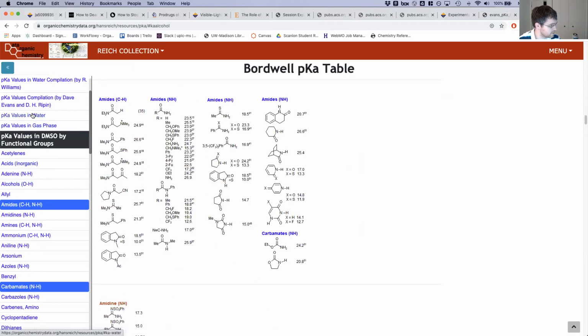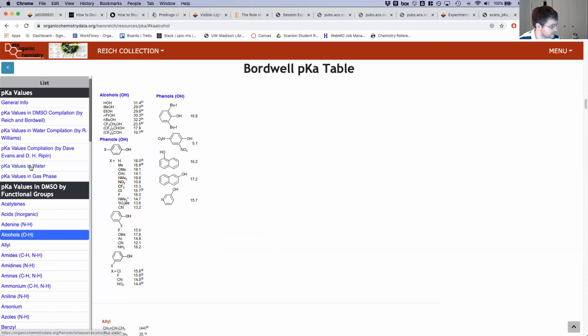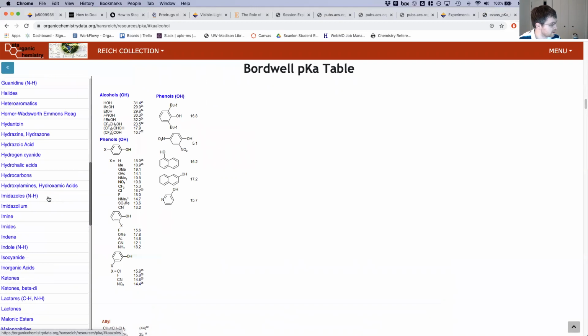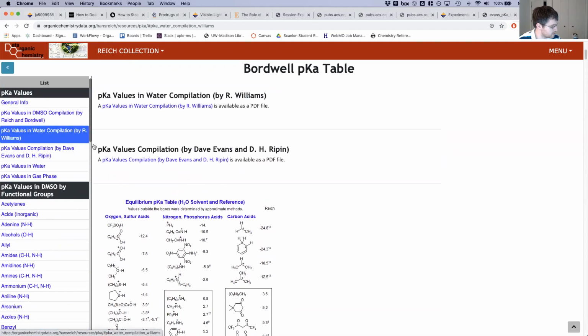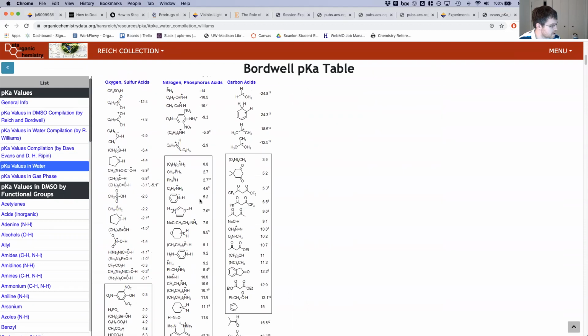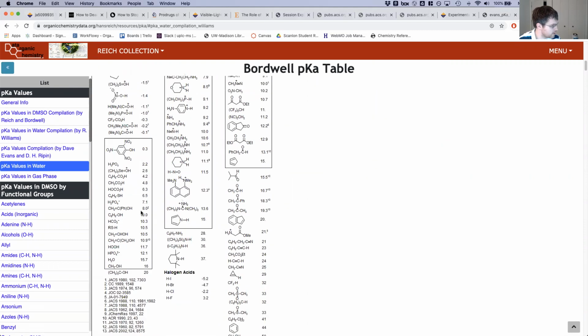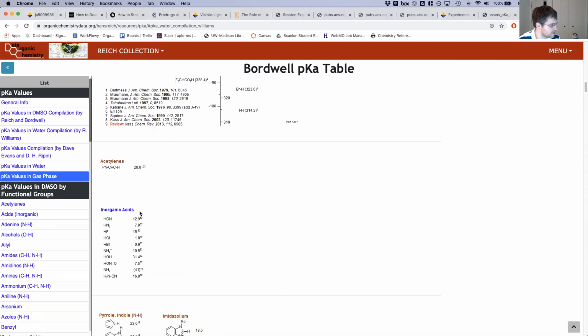Let's see, alcohols. So these are in DMSO. pKa values in DMSO by functional group. Huh. Well, it's helpful to have multiple solvents, I guess, but I wonder where the alcohol is in pKa values in water. Oh, maybe it's just limited to these. All right. So there's, that's a protonated methanol. Okay, well, I don't want to waste any more of our time discovering all of this stuff that I should have been more familiar with.